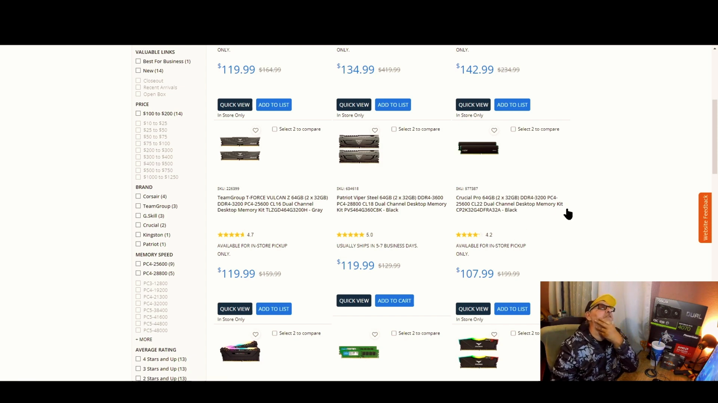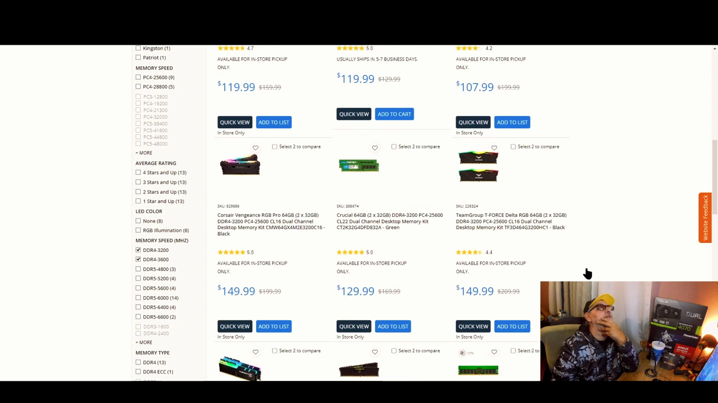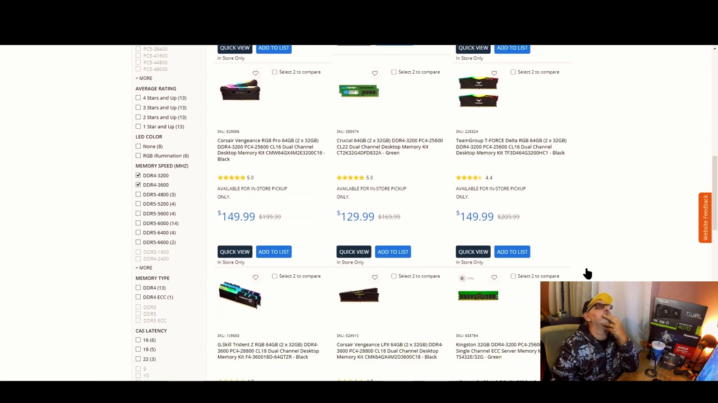Even though I know CL22 at 3200, no. Okay, that's too many clocks. That's too many. 22 is too many. For 3200 megahertz, it should only be CL16, not CL22.